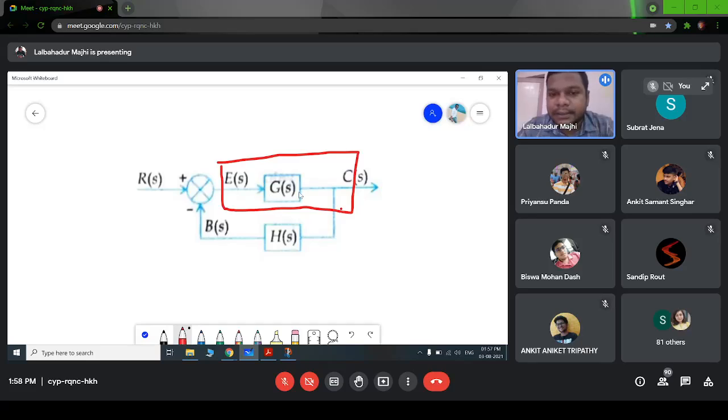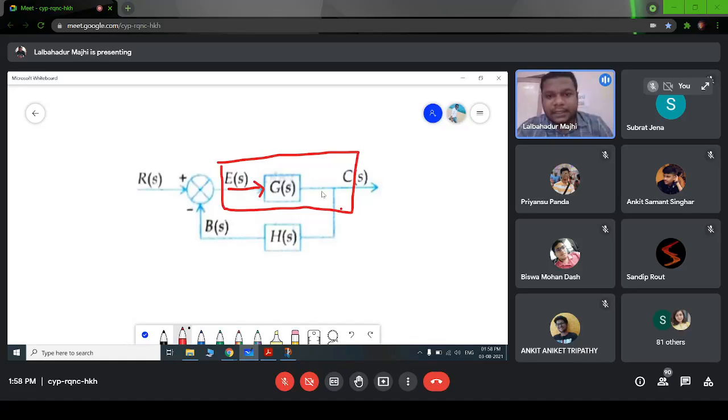If we have to see that, then up to this path, the E of S is the input because this is the flow of signal, and similarly the C of S is the output. So as we know, the transfer function is the C of S divided by E of S, right? So that means the transfer function will be G of S. So this will be the open loop transfer function because we are not considering this feedback path.